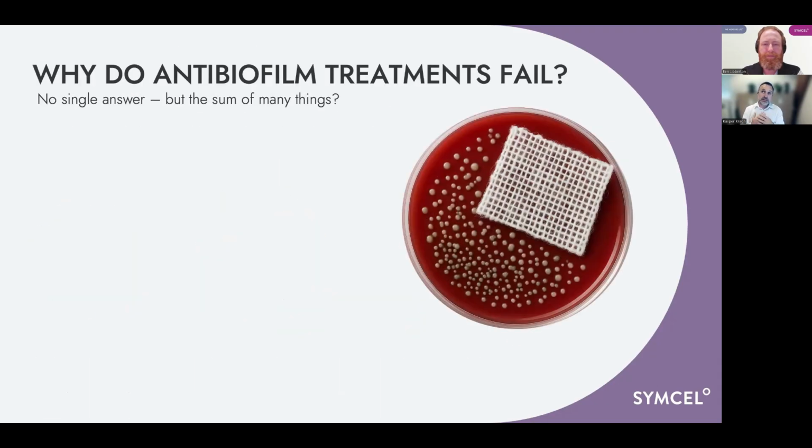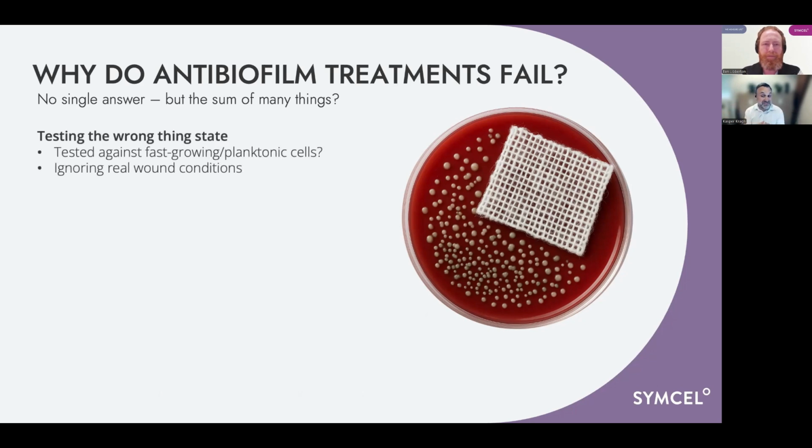And that leads me to saying, okay, up until now, we haven't fixed this whole biofilm problem. Why haven't we found a really good treatment against biofilms? This is, of course, the same in most of the biofilm infections, but here there is a bit of focus on chronic wounds. And it's really not a single answer. There's a sum of many things.